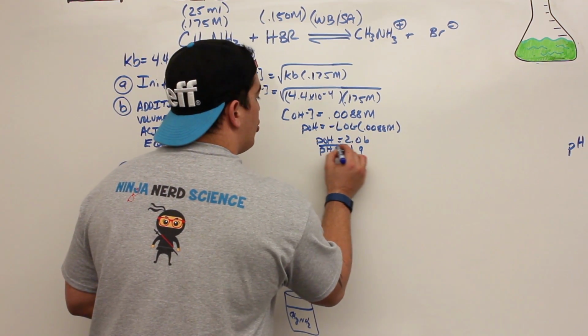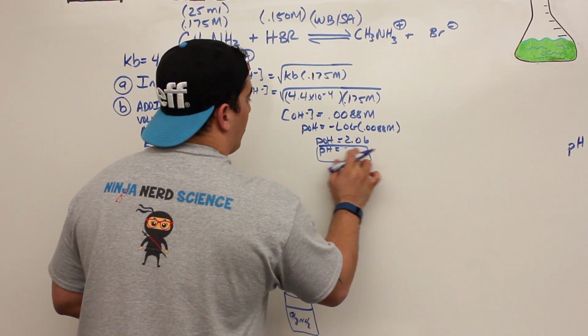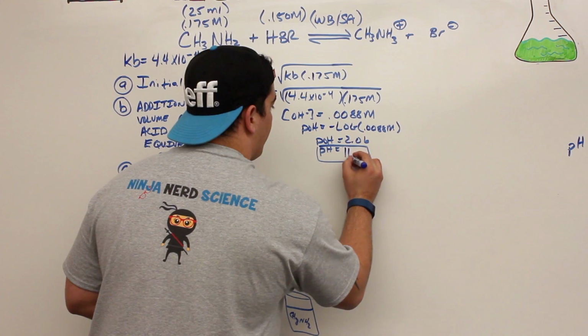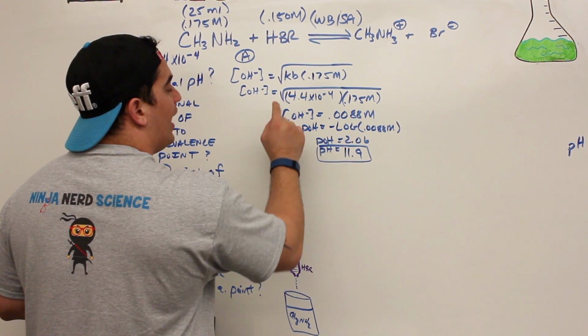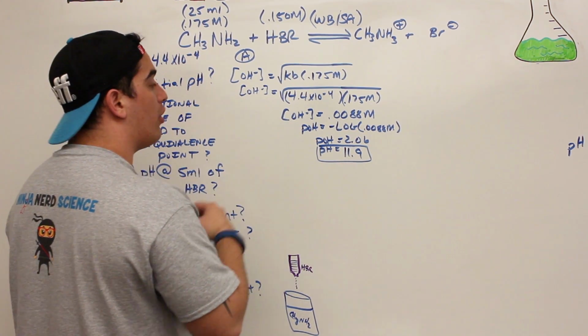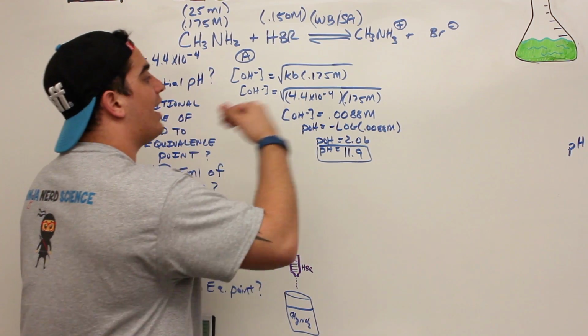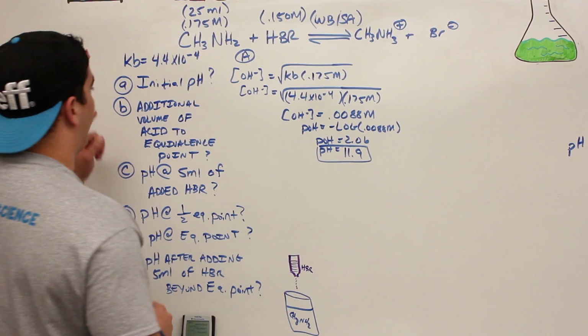11.9. And that should make sense. Why should that make sense? It should make sense because what are we starting with? We're starting with a weak base. So if you remember, the Kb is closer to 0, and the closer the Kb is to 0, the stronger that base is because it determines that ionization constant, right? So that should make sense. Cool. So we got A. Let's go on to B.